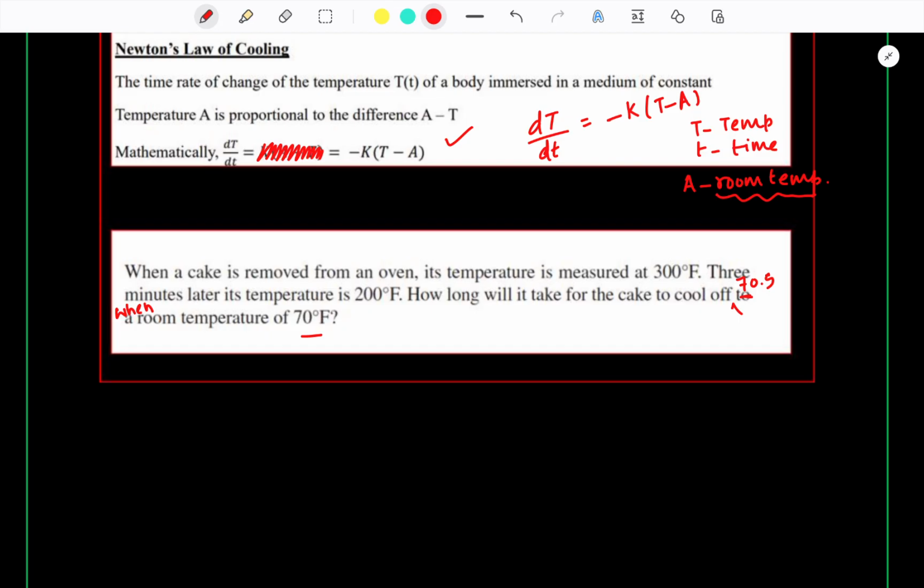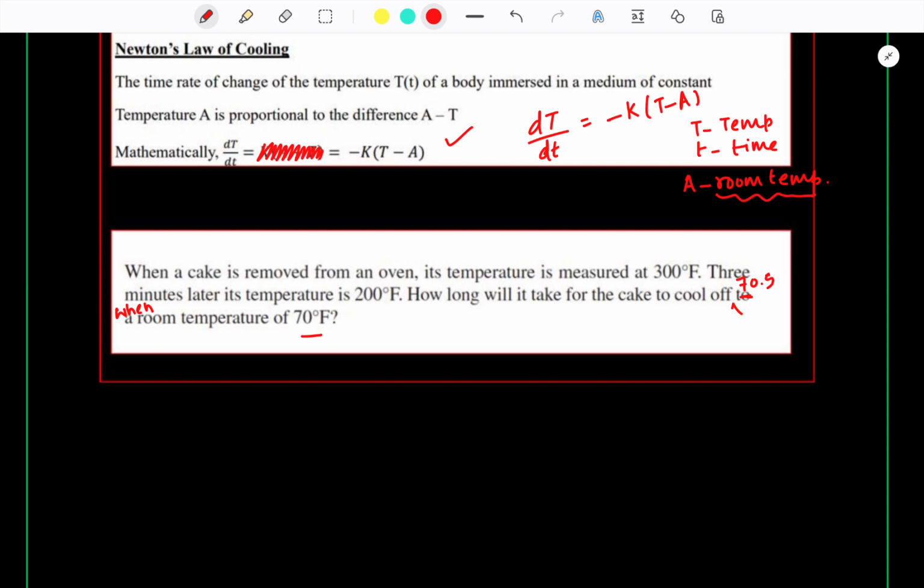Whereas for population growth, we don't want any room temperature, right? Bacteria can grow in any situation. It can be hot, it can be cold. Babies can be born in any temperatures, right? So the room temperature is not necessary for population growth. Whereas in Newton's law of cooling, the room temperature is a must because it relates to heat and cooling.